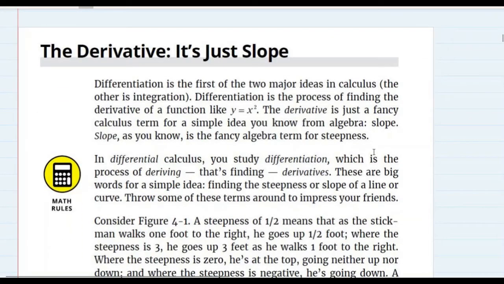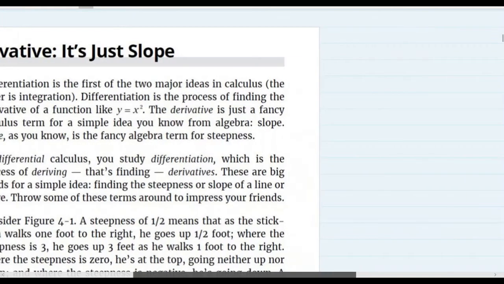So let's get to the point, that is, what is a derivative. A derivative is nothing but a slope. You know what a slope is, right? Most of you know what a slope is. So a derivative is nothing but a slope.